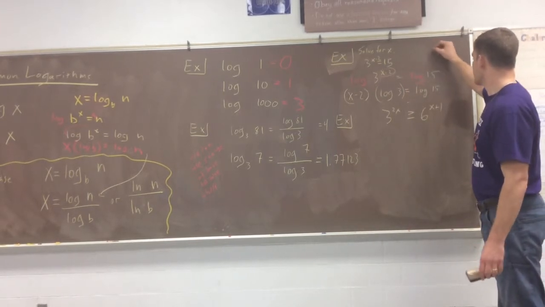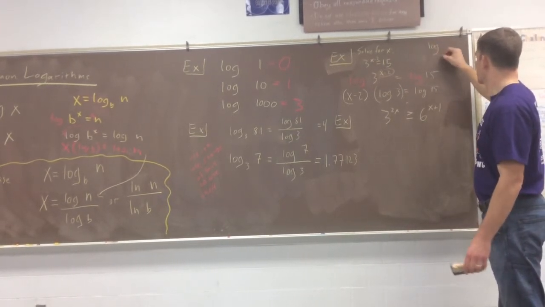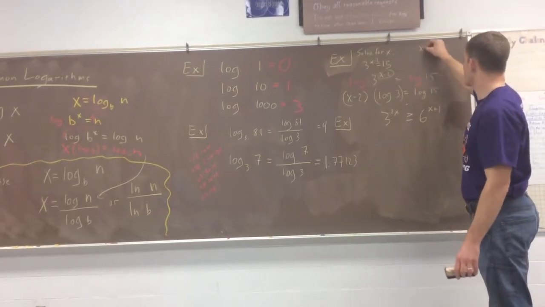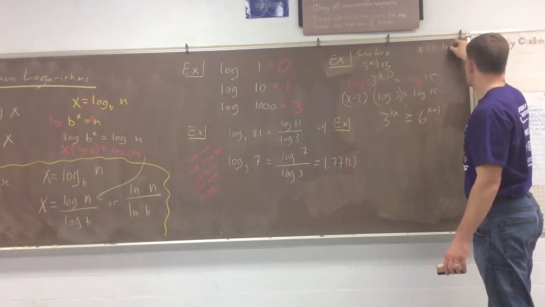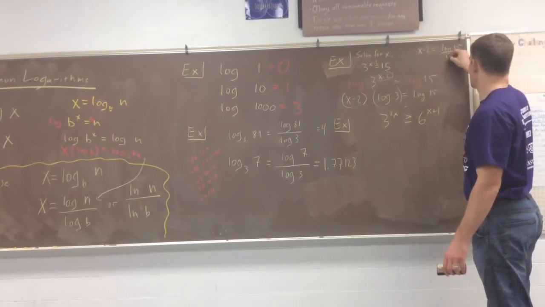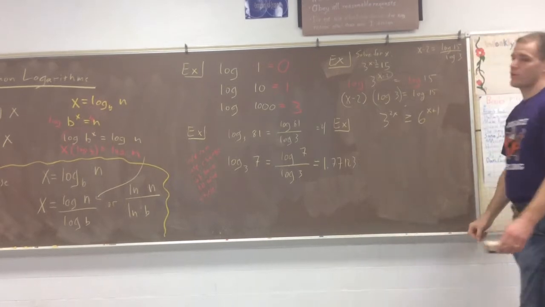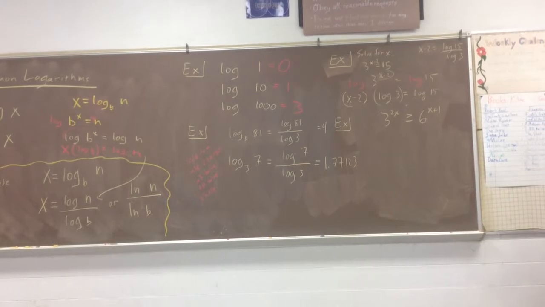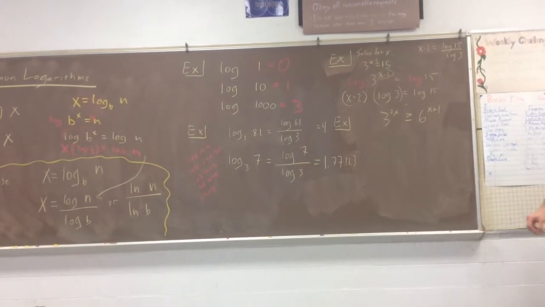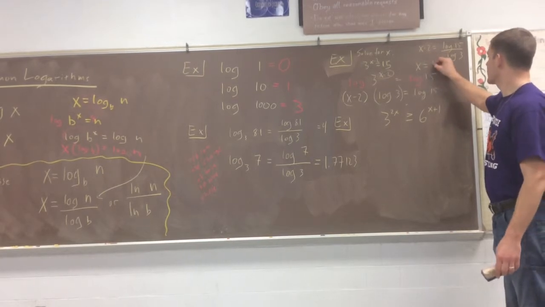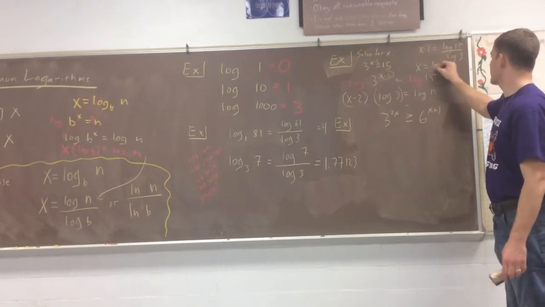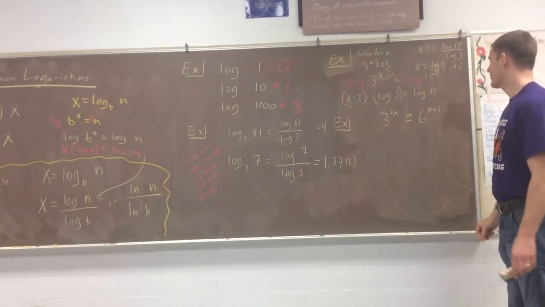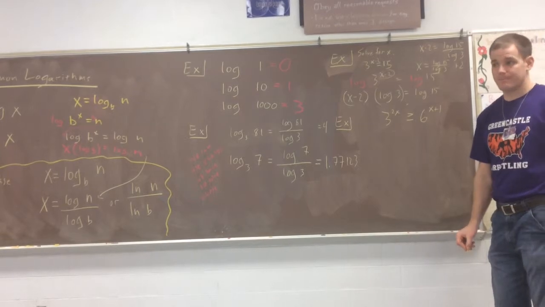So that means this is going to give us, if I divide both sides by log of 3, I get x minus 2 is equal to the log of 15 divided by the log of 3. So how do I find x now? I add 2 to both sides. X equals the log of 15 divided by the log of 3 plus 2. Easy? Not super tough?